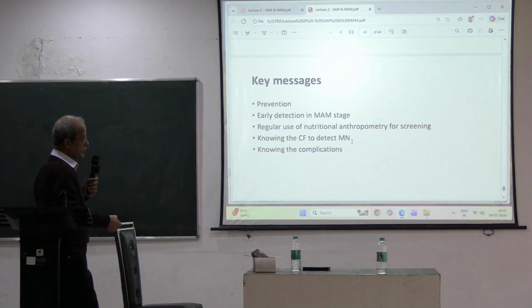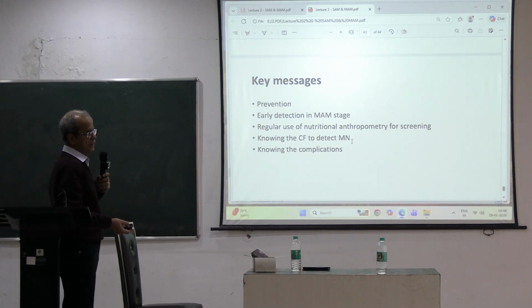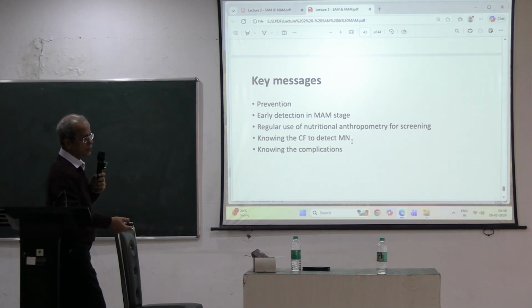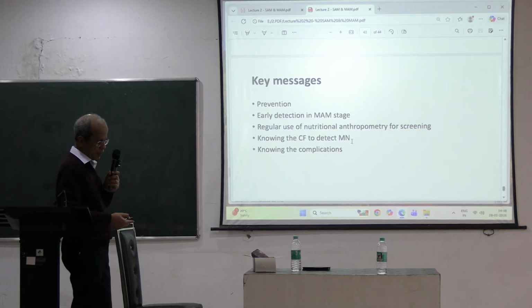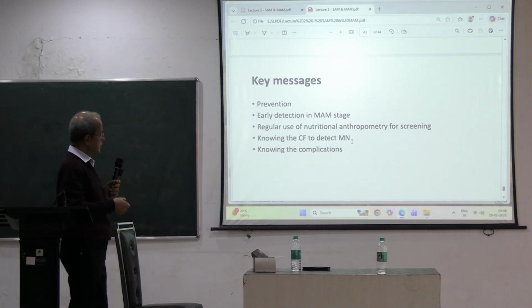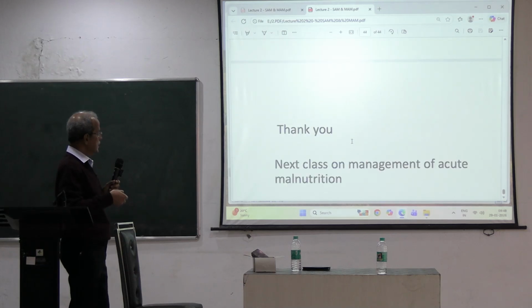And at the moderate acute malnutrition stage, you have to detect it early. Regular use of nutritional anthropometry for screening whenever the child is seen in your hospital OPD. You have to record the body weight, you have to record the length, and you have to know the clinical features of malnutrition early, and complications. If they come with complications, you have to detect the complications and treat them accordingly. So these are the key messages, and thank you.